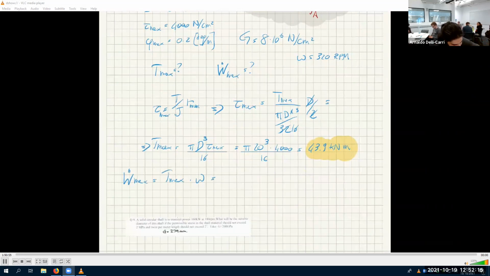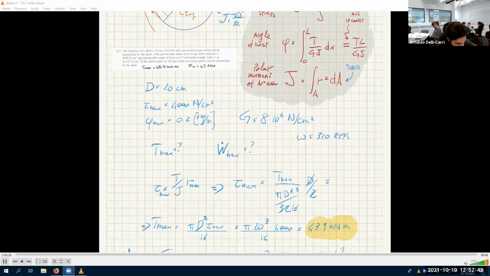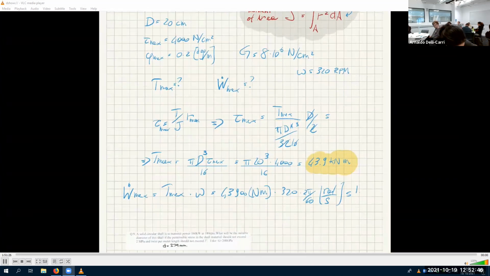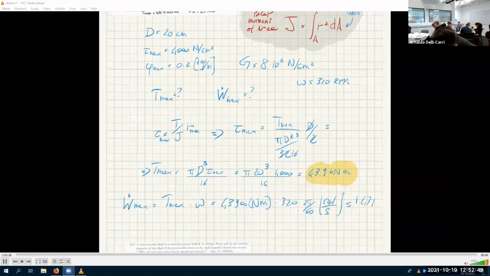So maximum torque is a number, it's 43.9, 43,900 Newton meters, times 320 divided by 60, radians per, sorry, this is times 2 pi divided by 60 radians per second. This gives 1.47 megawatts. That's quite a large amount of power. Okay.